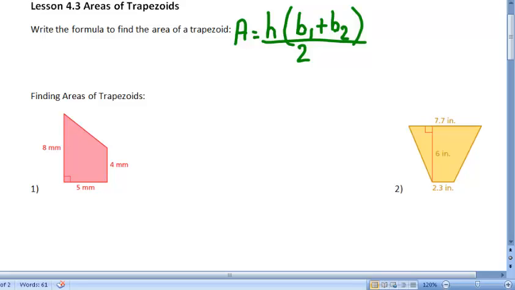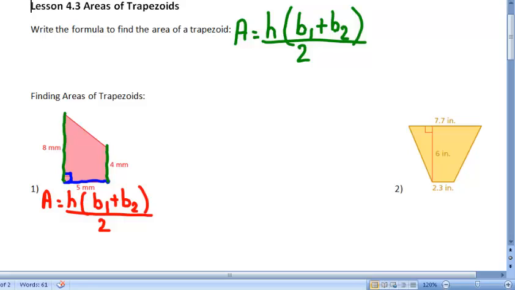In my first example, we talked about the height already in the previous lessons. The height goes from a vertex straight down to the base and always makes a right angle. In this case, the 5 is the height, and of course the two bases are the 4 and the 8. So let's go ahead and substitute them in the formula. Area equals height times base 1 plus base 2 divided by 2.